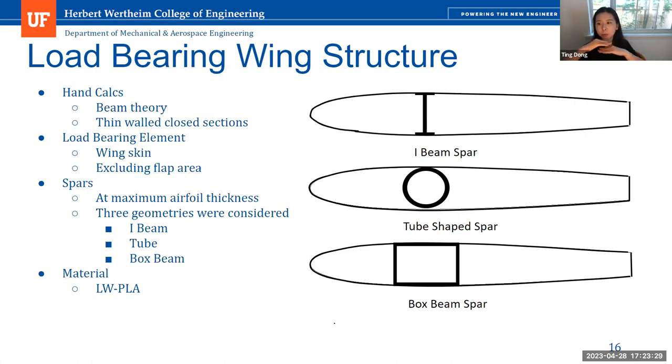So you want to push more material to the top and bottom to carry the maximum load while having the minimum weight. So that is a more efficient design for the wing structure, for the spar structure.